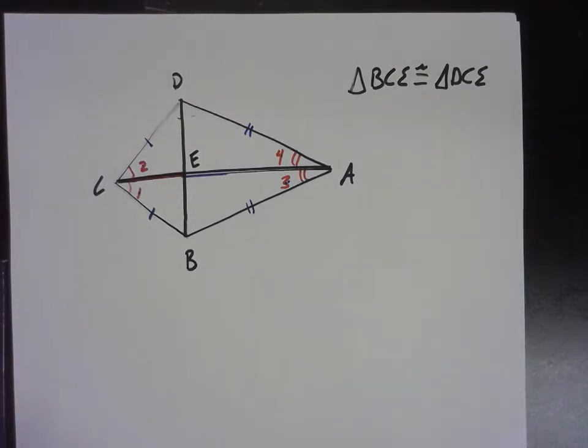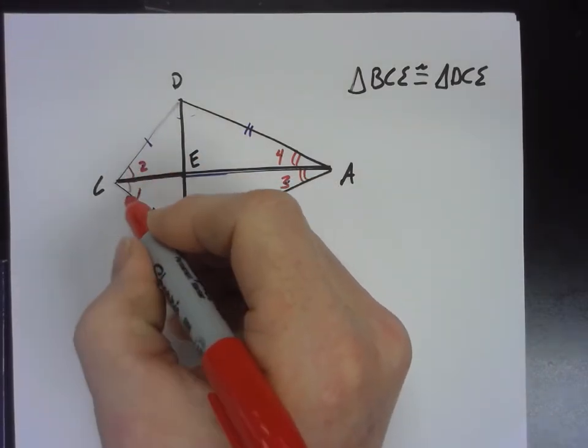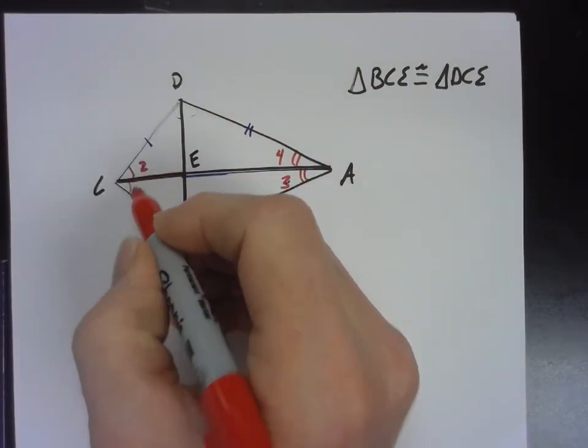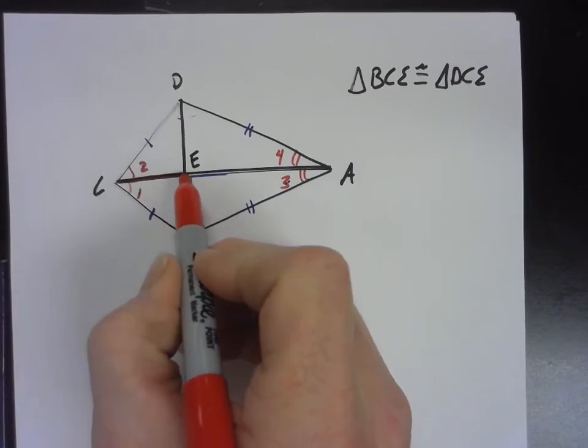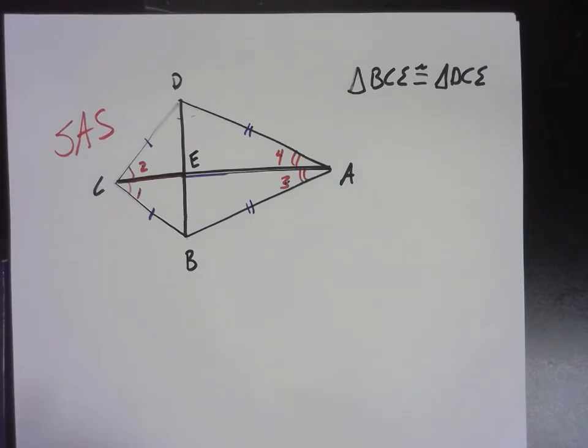Which side is that? Is that the angle side side, or is that the side angle side? Side angle side. Oh, so it's the good side then, right? Not the bad side. So we've got a side here, and then we've got the included angle, correct? And then we've got the side here congruent to itself. So we have side angle side congruence for those two.